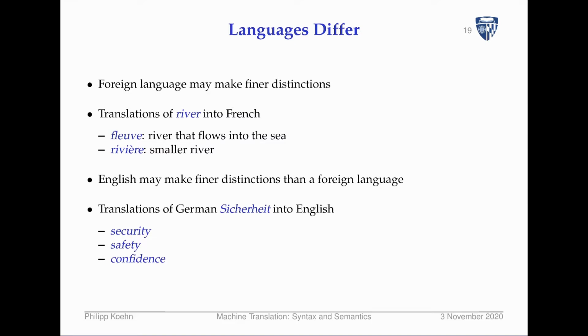So here's an example of a German word, Sicherheit, that I also used as an example a few times earlier on, in previous lectures. So here are, according to the dictionary, the different translations for it: security, safety, and confidence. And especially the distinction between security and safety is rather subtle.